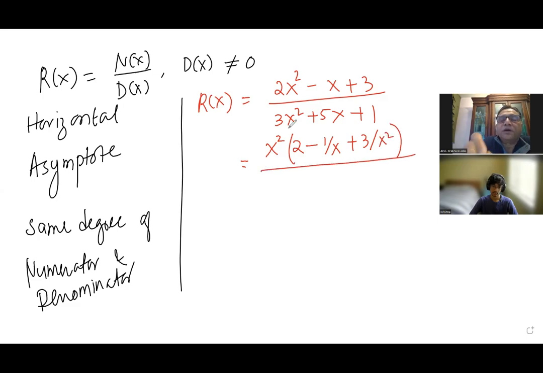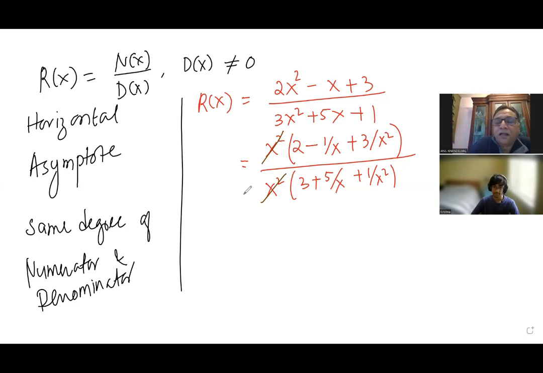And in the denominator, what do we get? We factor out x squared, we get 3 plus 5 over x, and then plus 1 over x squared. We have taken x squared common. Well, anybody can open using the distributive property and check that these are the same results, correct? Yeah. Now, what we can do is x squared can be cancelled from numerator and denominator.